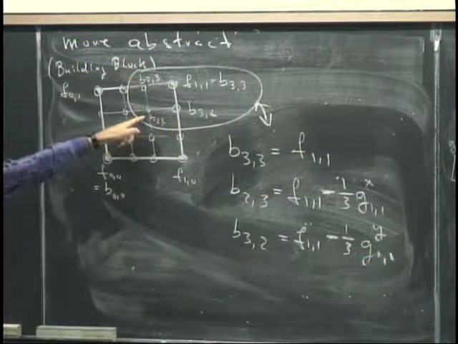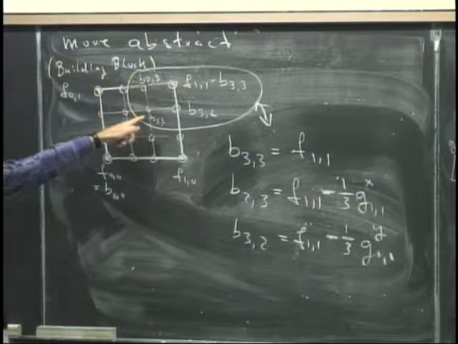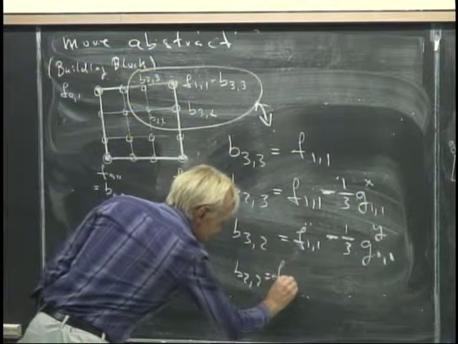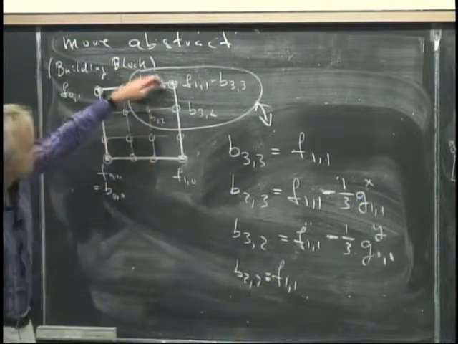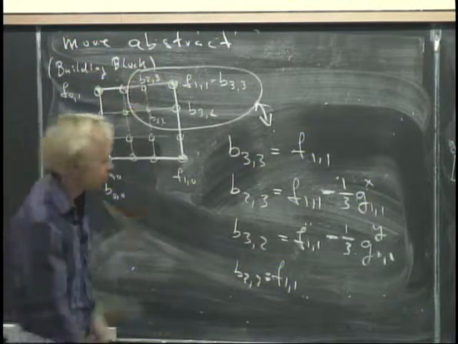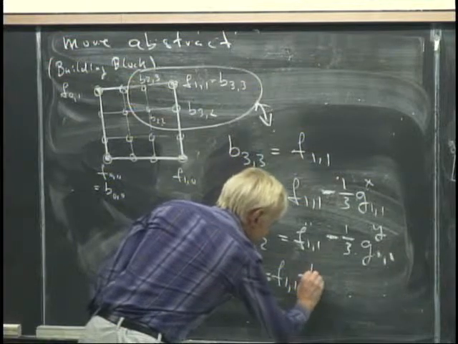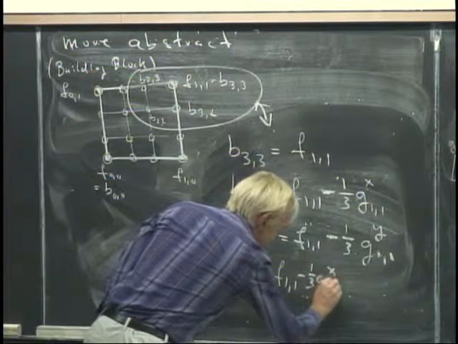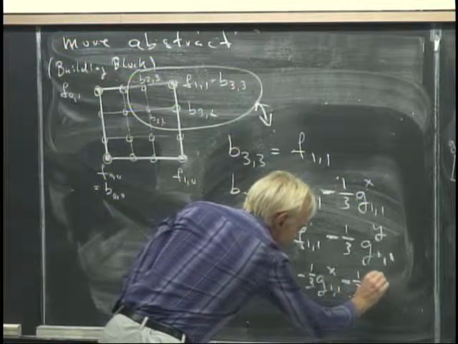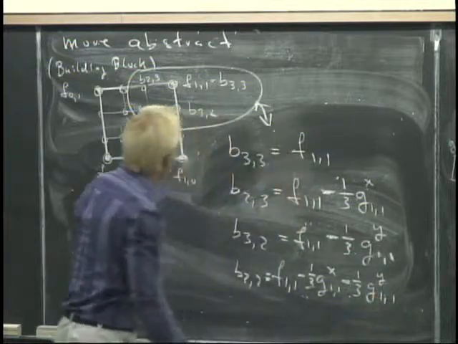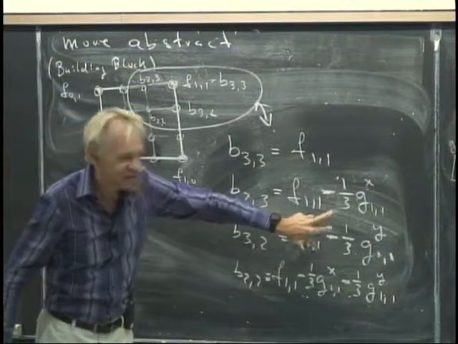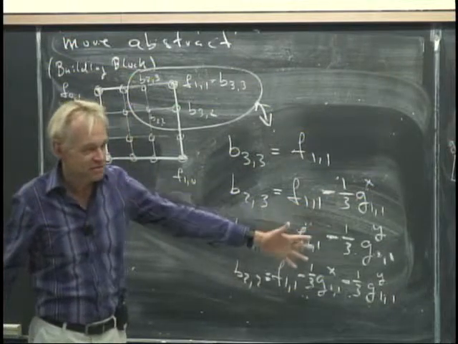And now this is the only tricky guy. Is it tricky? No, not really. It's just the same pattern. And then you have B22 equals the upper right value, F11, minus 1/3 in x of that gradient, minus 1/3 in y of the gradient in y. Minus 1/3 gradient in x at that location, 1, 1, minus 1/3 of gradient in y at 1, 1. Okay? And the other four corners follow similarly by just playing the proper game with the alternating sign. Okay, minus, plus, plus, minus.